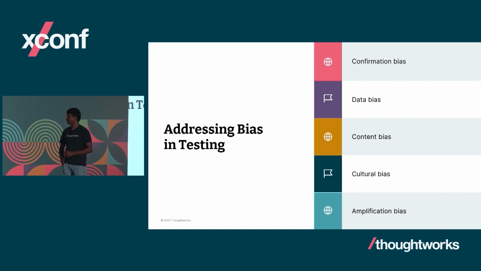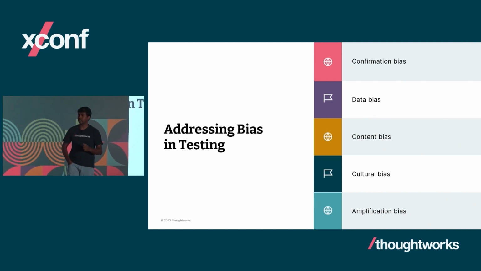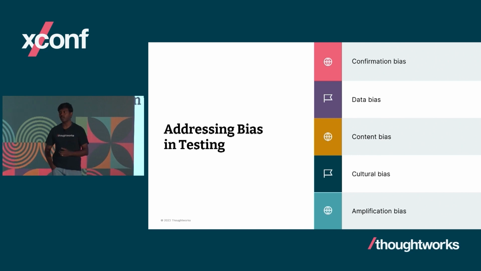To start with, confirmation bias. The person who does the testing will probably have some kind of assumptions in mind, so we need to address that. They might have assumptions or hypotheses even before they start testing. It is important for us to address these biases. Otherwise, we will have unexpected outputs on the system, right?